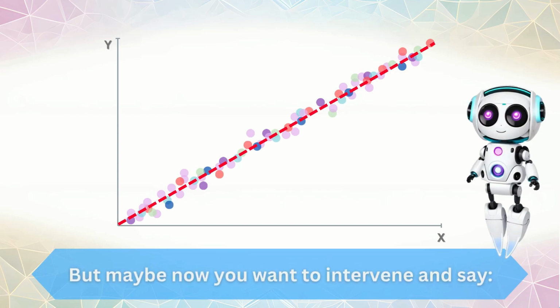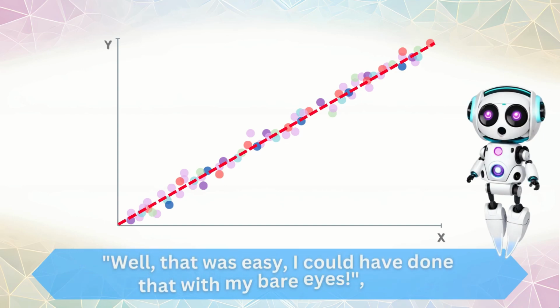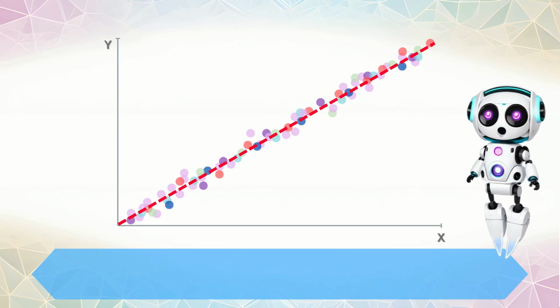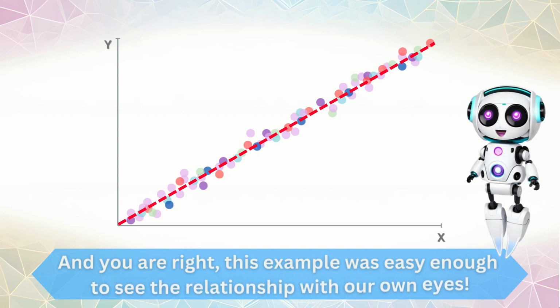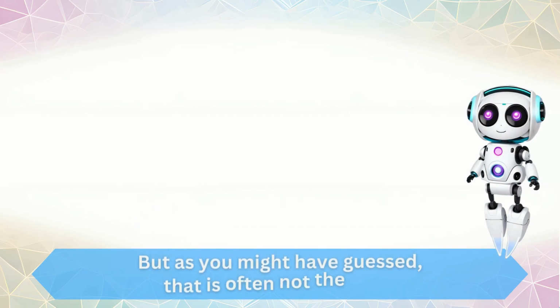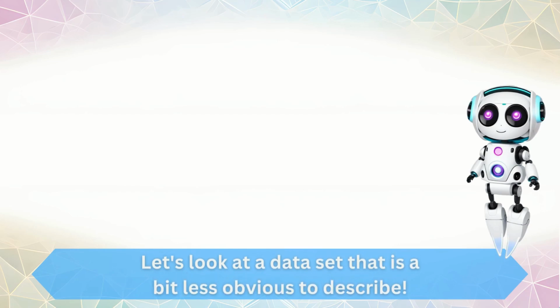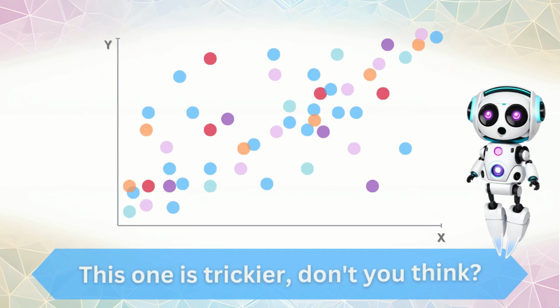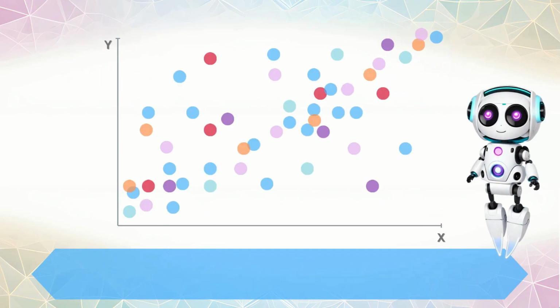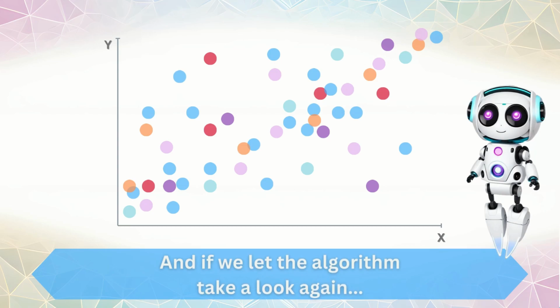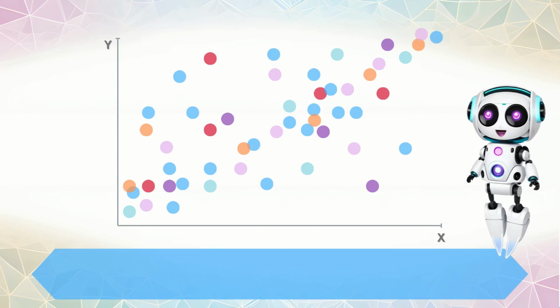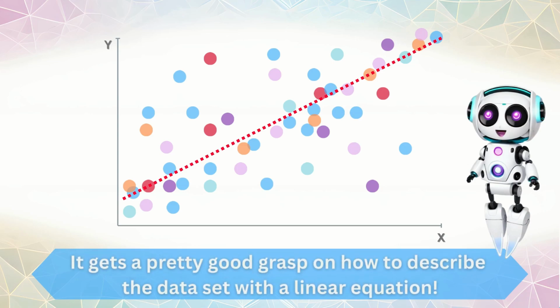But maybe now you want to intervene and say, well, that was easy. I could have done that with my bare eyes, right? And you are right. This example was easy enough to see the relationship with our own eyes. But as you might have guessed, that is often not the case. Let's look at a data set that is a bit less obvious to describe. This one is trickier, don't you think? And if we let the algorithm take a look again, it gets a pretty good grasp on how to describe the dataset with a linear equation.